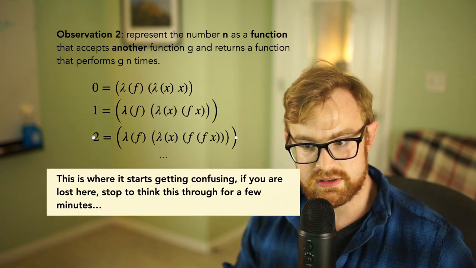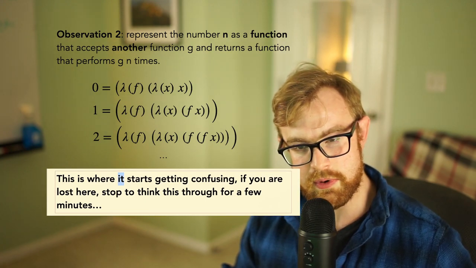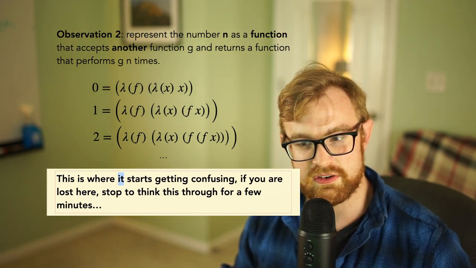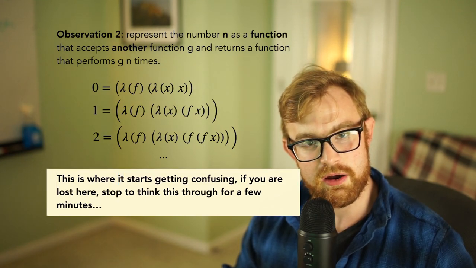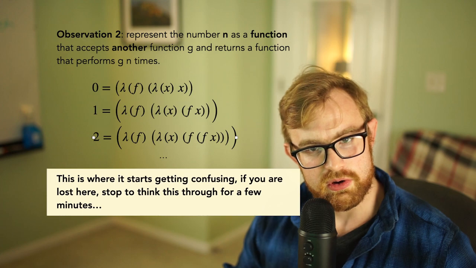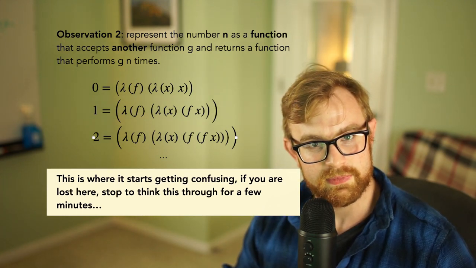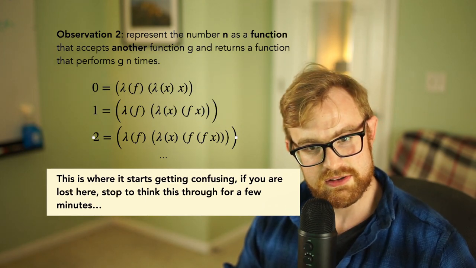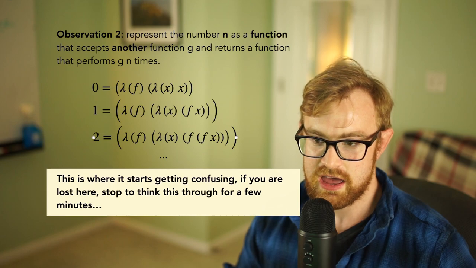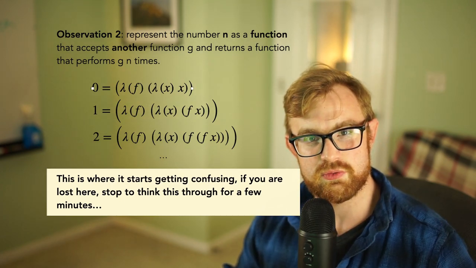And I want to point out, this is really where it starts to get confusing. So if you're lost here, I really recommend stopping, typing the stuff into Racket, and thinking about what these different functions are. Now we're going to play around with them and actually see how, when we take this encoding, it's just going to work out, and we'll see precisely why. All right? But you have to kind of trust me on this. This is the encoding we're going to use. So if it seems confusing to you, and in particular, if it seems confusing that we have these two nested functions here, I think you're going to see why as we go through.